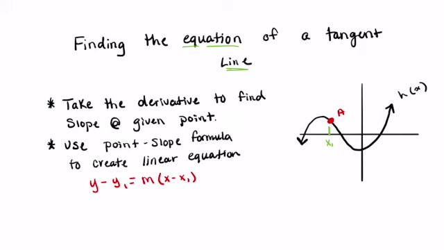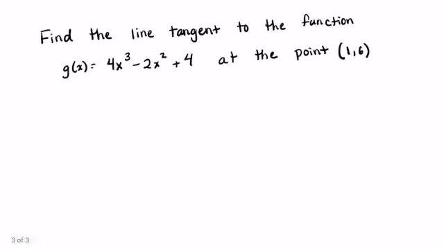So the first thing that we're going to do is take the derivative to find the slope at a given point. And then you're going to use the point slope formula, which is just y minus y1 equals m, which is our slope. Remember, this is our m, times x minus x1. And so it's very easy. You'll see how it works in this first example here.